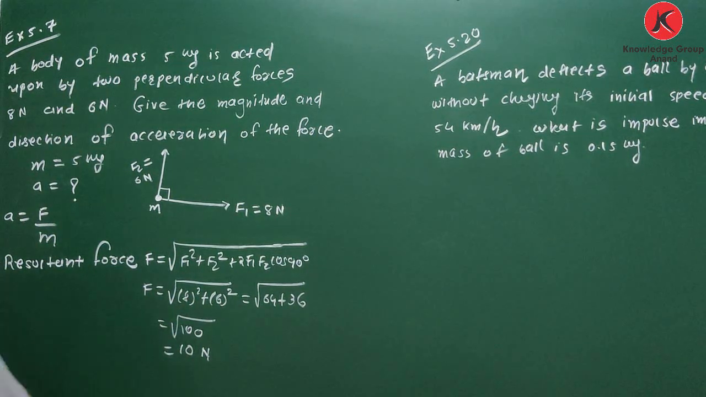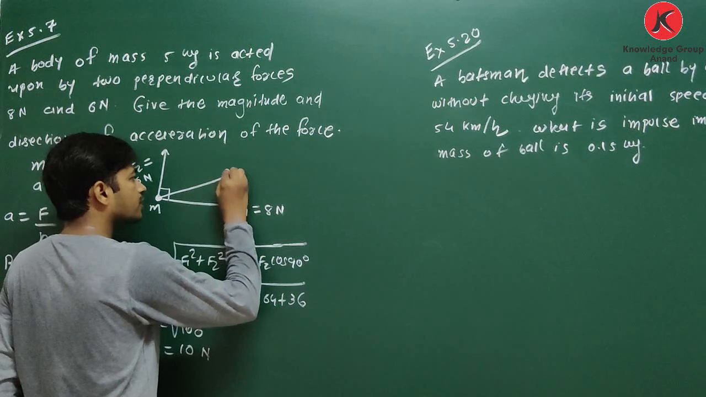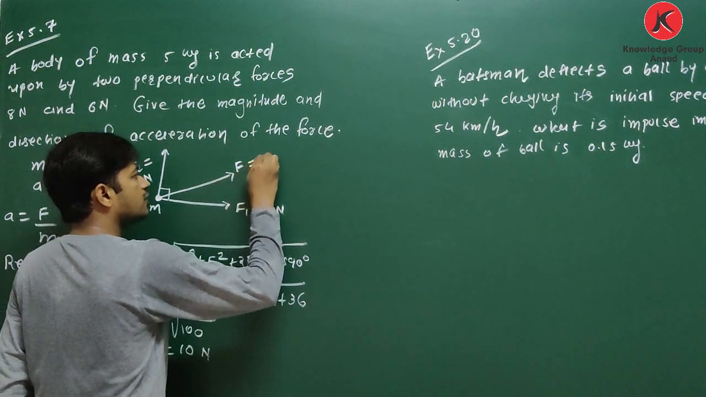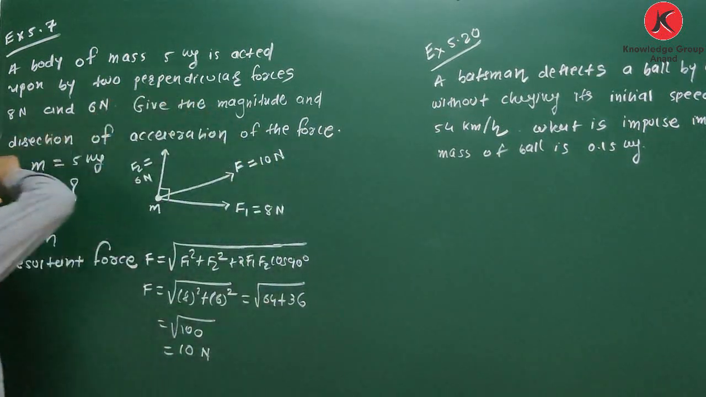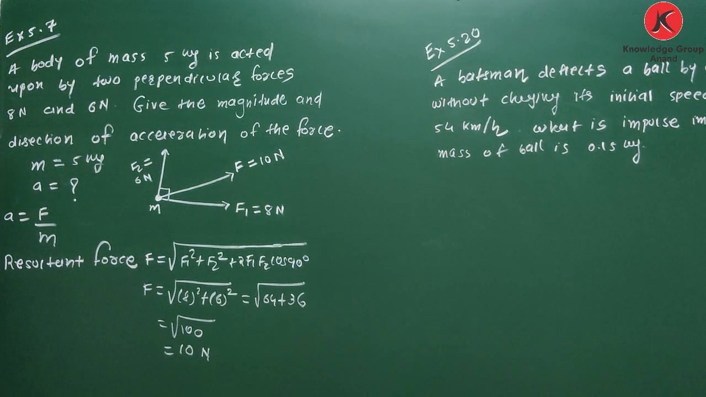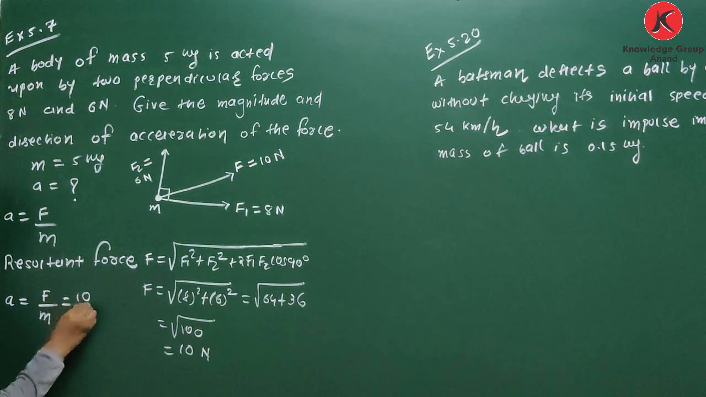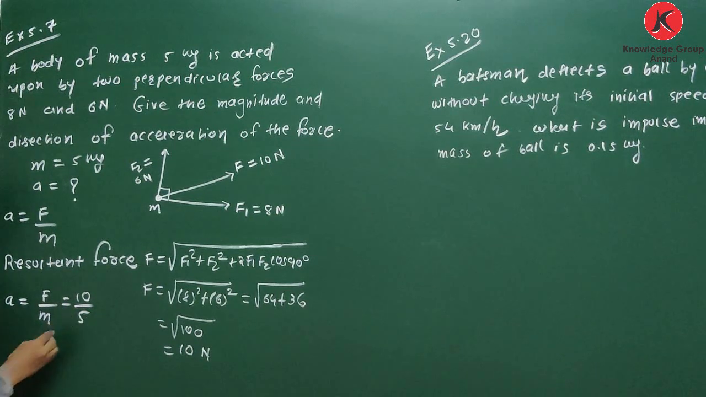So the resultant force F is equal to 10 Newton. Then how to find acceleration? Acceleration is equal to force upon mass. Force is 10 and mass is 5 kg. So acceleration is 2 meter per second square.